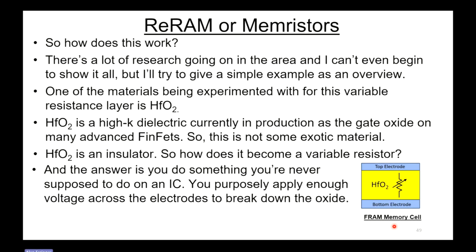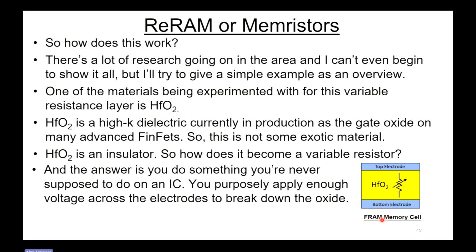So how does this work? There's a whole bunch of research going on in this area, and I can't even begin to show it all. But I'm going to try to give you a simple example as an overview. One of the materials currently being experimented with for this variable resistance layer is called hafnium dioxide. You may have heard of it before, maybe not. Hafnium dioxide is a high-K dielectric, and it's currently in production as a gate oxide on many advanced FinFETs. So this is not some exotic material. This is something that's in fab right now, in production.